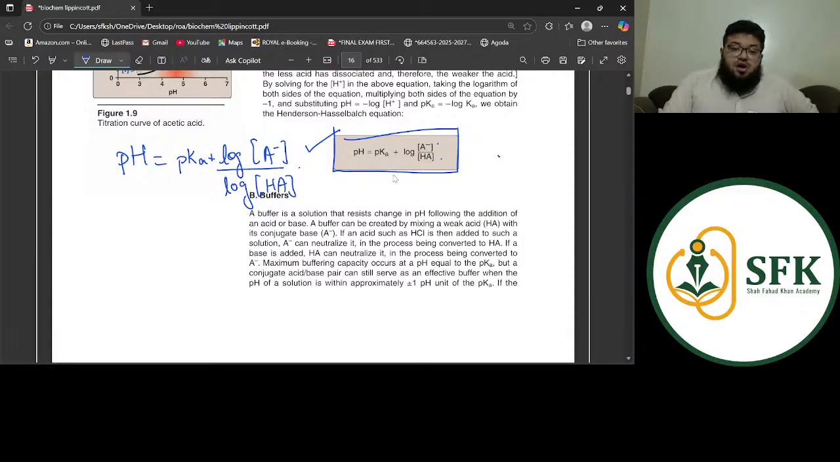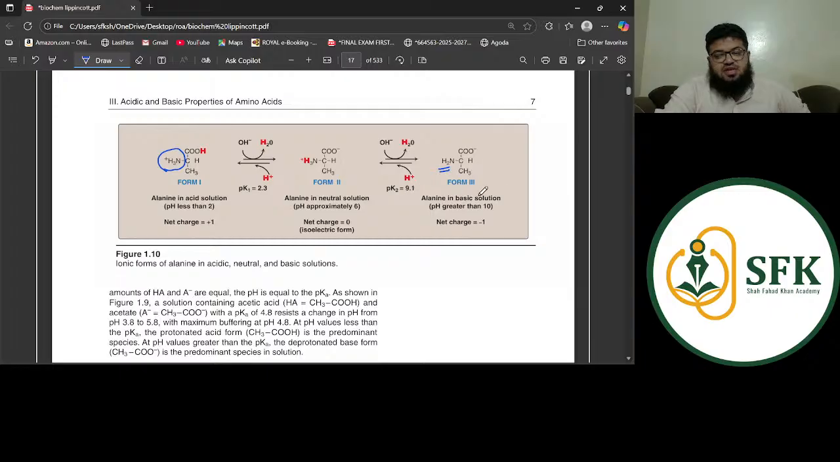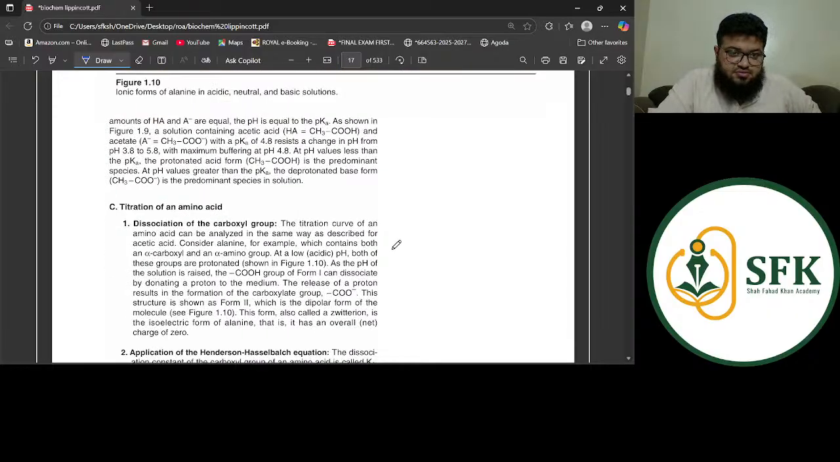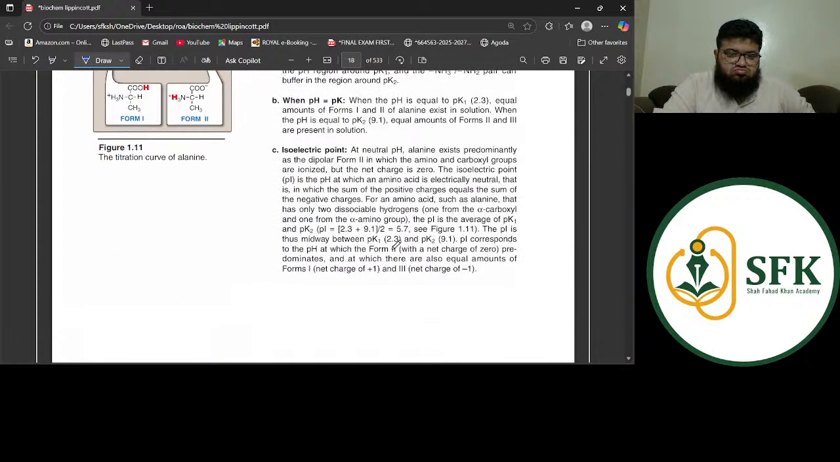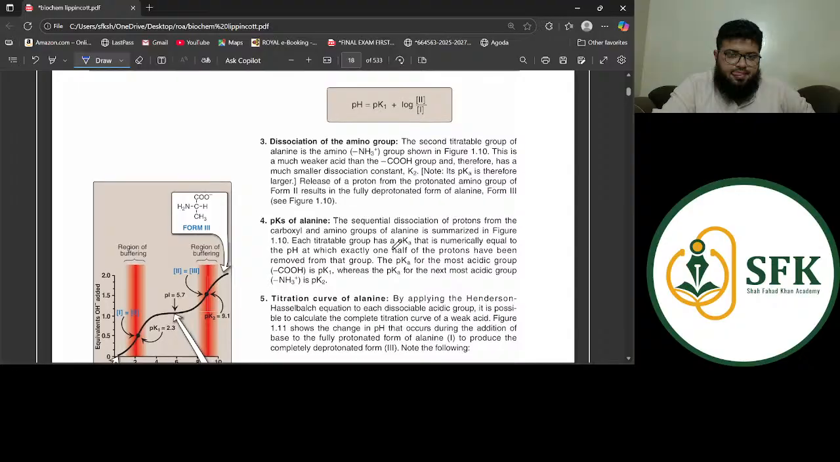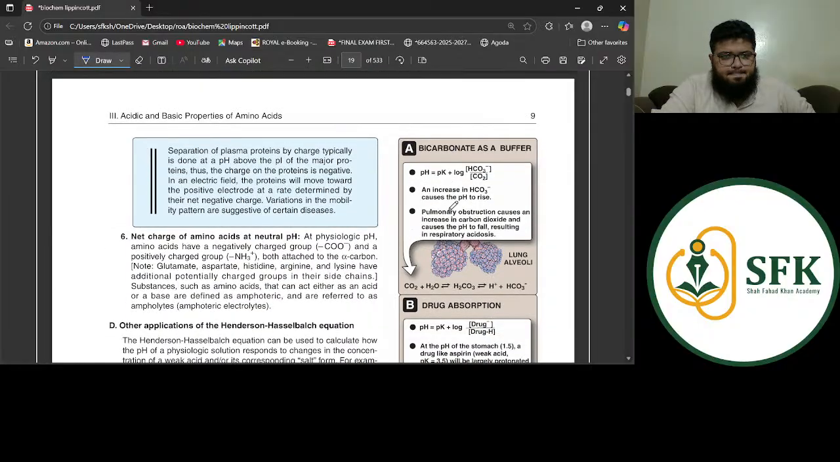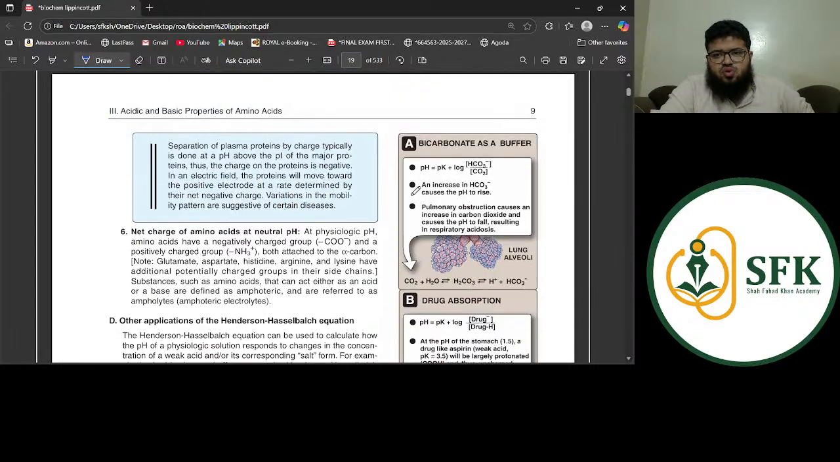What is this equation for? This equation is called the Henderson-Hasselbalch equation. This is written right here. This equation is important because it helps us calculate the pH at which the buffer is present. Okay, this is used to calculate the pH of the buffers. This is another example in which it is showing how amino acids are acting as buffers. You guys don't need to go through this. This is never tested, okay? At neutral pH, we already spoke about that, so no need to worry.